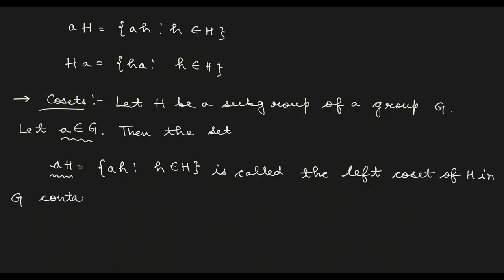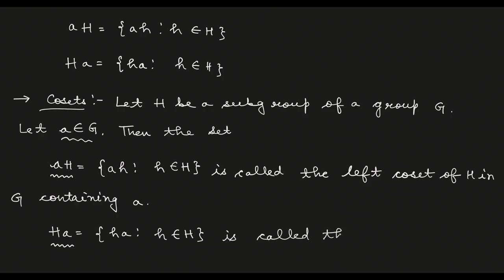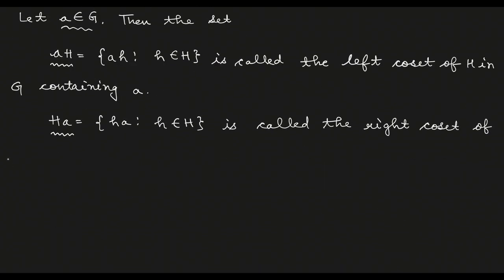containing a. HA is equal to ha such that h belongs to H. Now here the element of the group is applied from the right side, so it is called the right coset of H in G containing a.